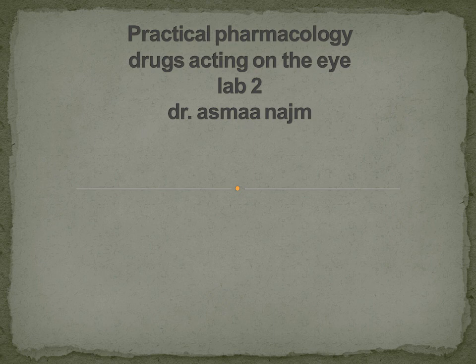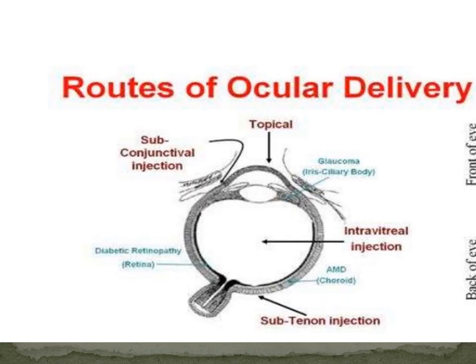Practical Pharmacology, Lab 2, Drug Acting on the Eye. This picture demonstrates the routes of ocular delivery of the drug. The arrowhead illustrates the routes by which drug is put on the eye.